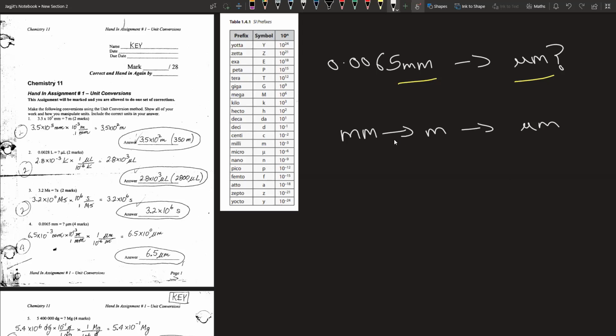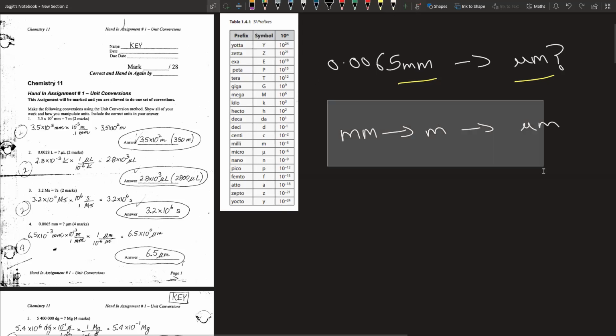Okay. So you cannot go from millimeters to micrometers in one go. You have to first convert it to meters, and then from meters to micrometers. You can think of your regular unit as a bridge that you need to cross. Okay. Let's have a look.